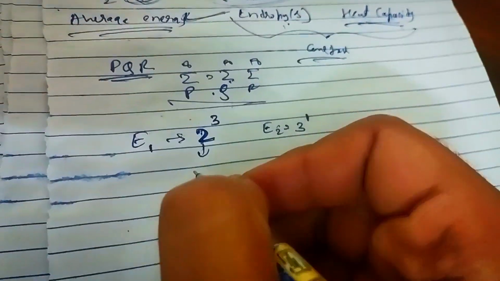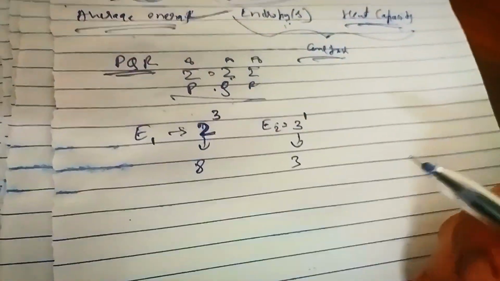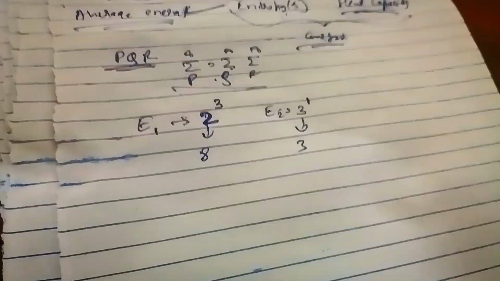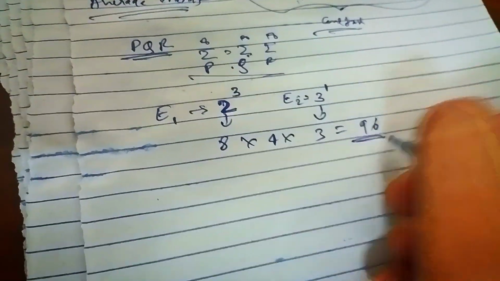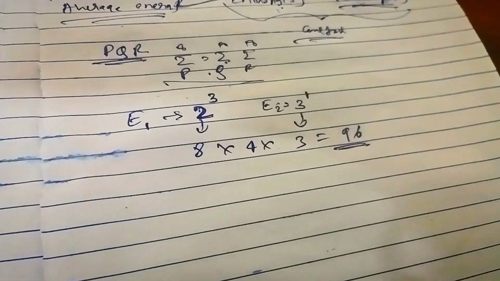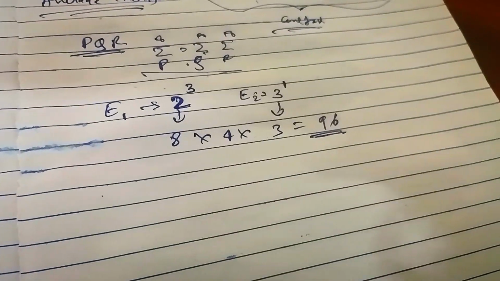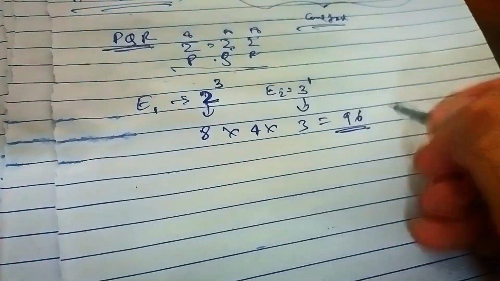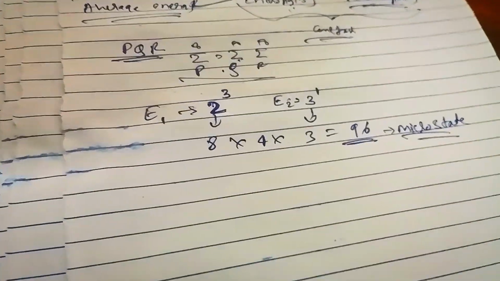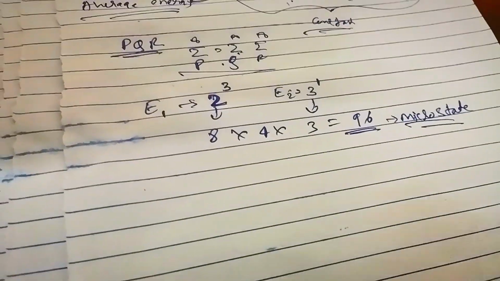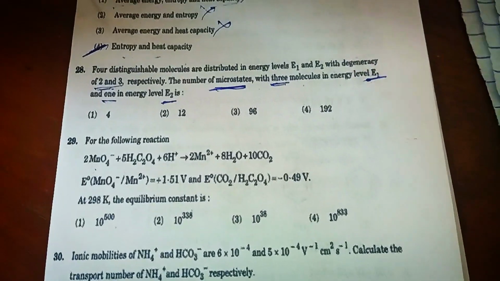So this will be 8 and this is 3, but the total molecules are 4. So total there are 4, and we have 8 for E1 and 3 for E2, into 4 into 3. It will be 96. Finish. It is such a simple problem. So this is the way to calculate the microstate. This is for microstate calculation. By using this type of trick, we will achieve in the KSET examination. Okay, 96 will be correct.